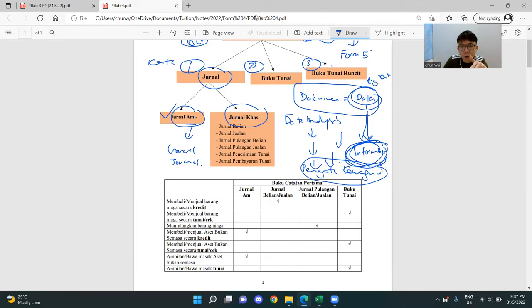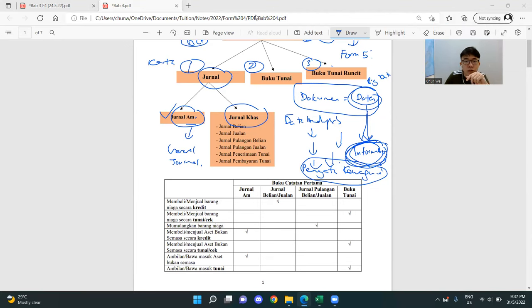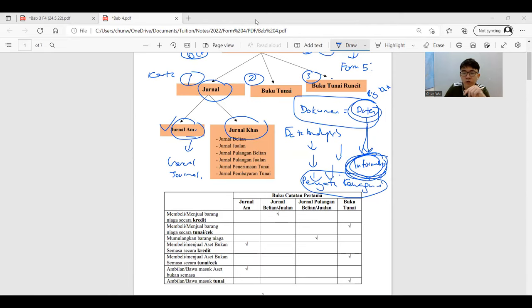Okay, but before I go into it, let me draw a whiteboard for you to understand it better. So in this buku catatan pertama, like what you have seen just now, you break down the journal and buku tunai runcit. But before that, recall the 3D, and in one of the 3D, I said there are dua cara: membeli, menjual. So in business, there are always two ways, to buy and to sell.